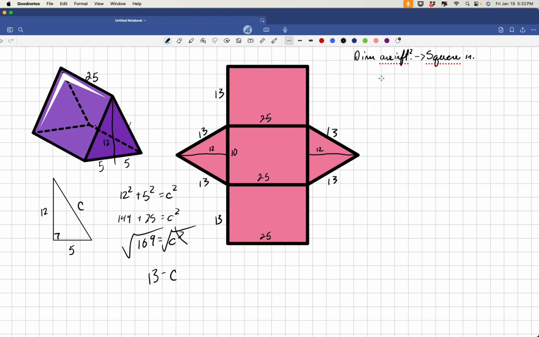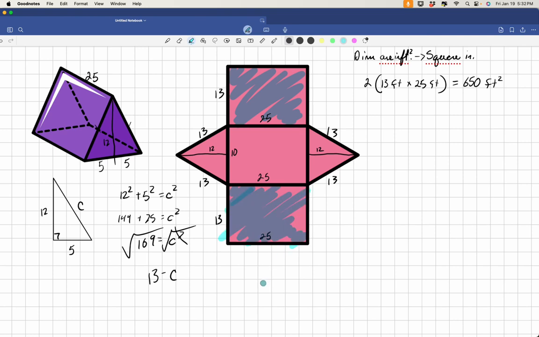So we'll start with this one. Actually, there's two of them that are identical. So we're just going to say 2 times 13 times 25. And I should probably put the unit of measure on there. That's 13 feet times 25 feet. Okay. 13 times 25, that's going to be 325. 325 times 2 is 650. So 650 feet squared. And that will take care of this area and this area.